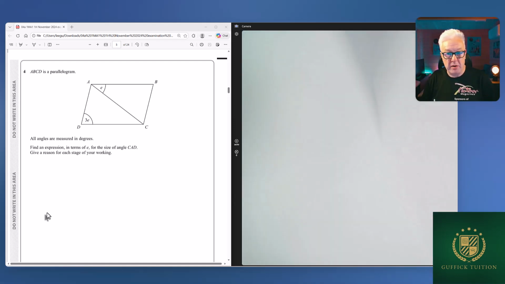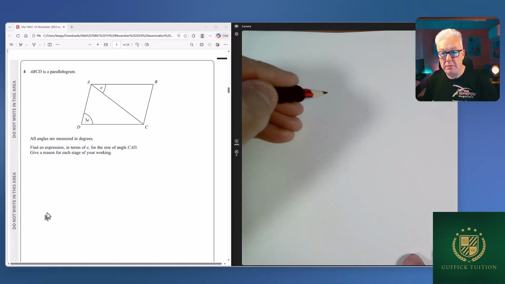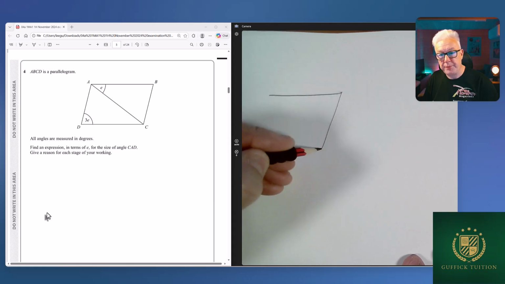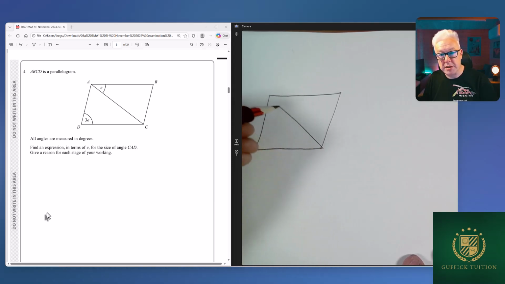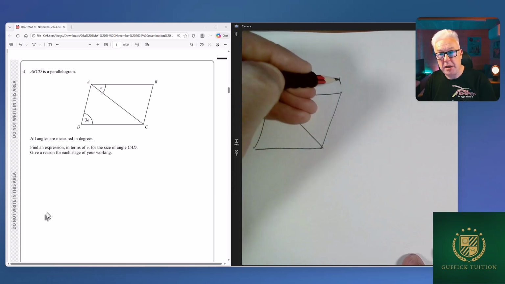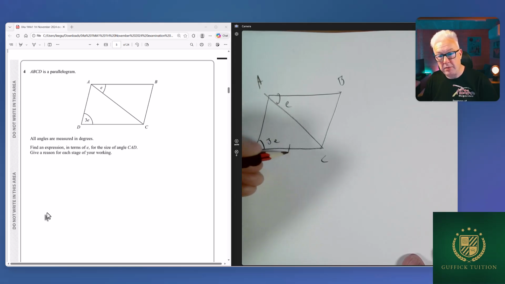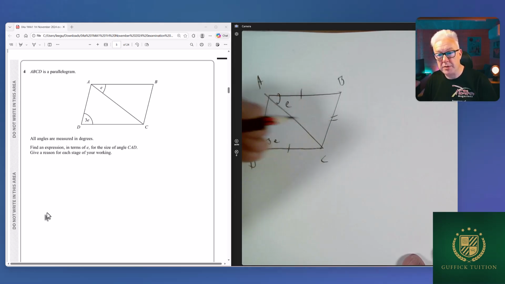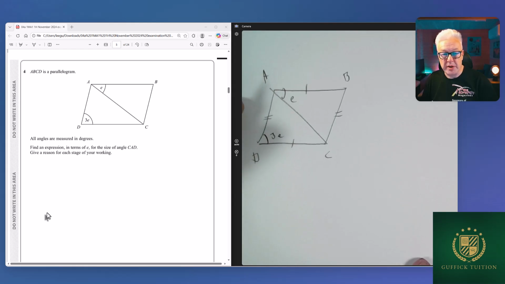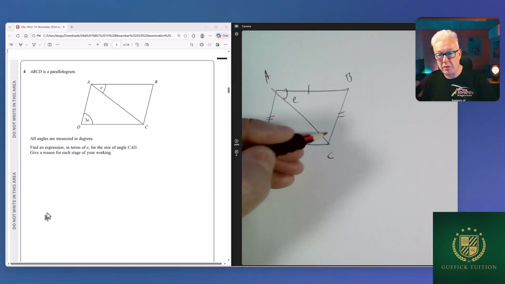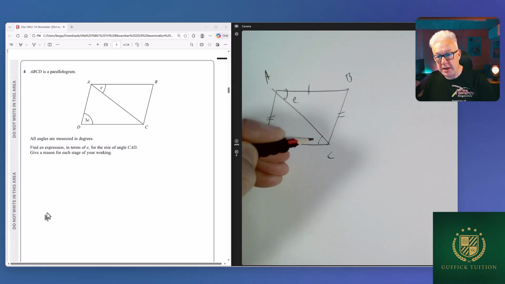So what have we got here? We've got this little parallelogram, like so. And what do we know about it? It is A, it is B, it is C, it is D. This angle is E. This angle here is 3E. Now, those two lines are parallel, those two lines are parallel. So we know that alternate angles are equal. So we know that this angle down here is E.